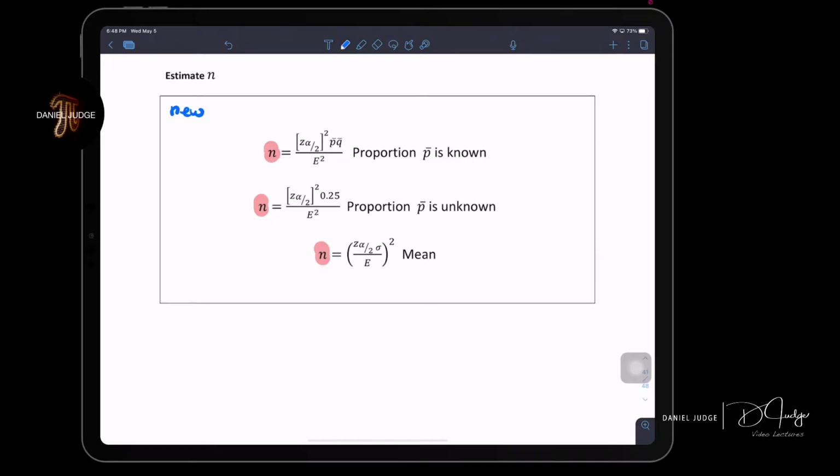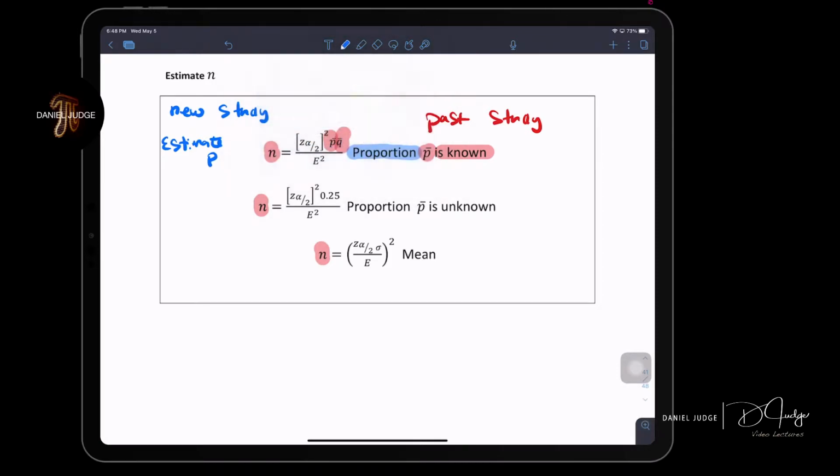So if your new study involves estimating a proportion, that's why they have the phrase here, proportion. That's the formula you're going to use when the sample proportion is known from a past study. So that sample proportion goes here, and the complement of it goes here. The past study p hat sample proportion is known.